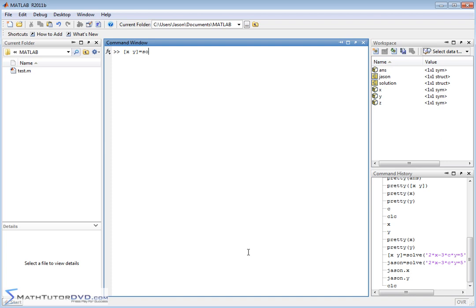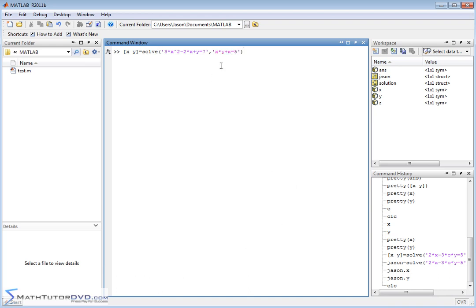And the first equation is going to be 3x squared minus 2x plus y equals 7. That's the first one. And the second equation is x times y plus x is equal to 5, like this.